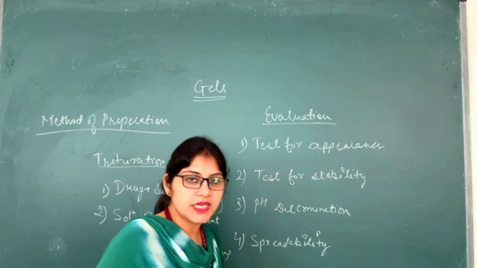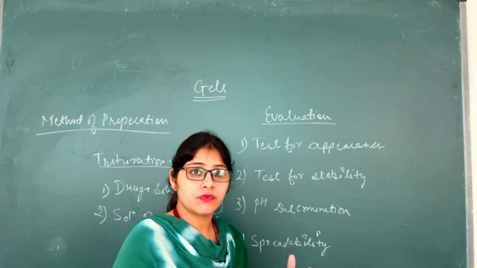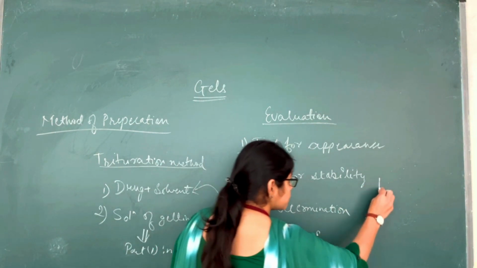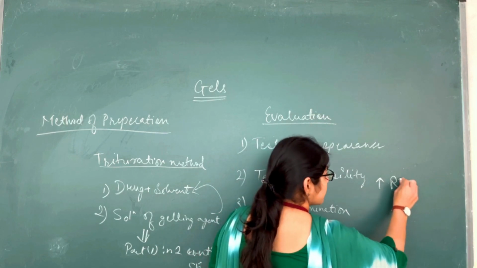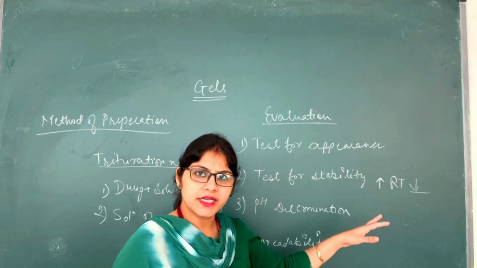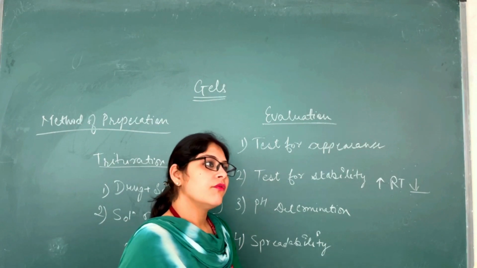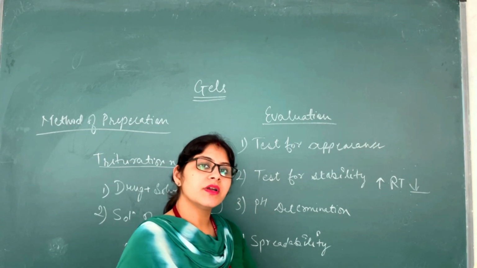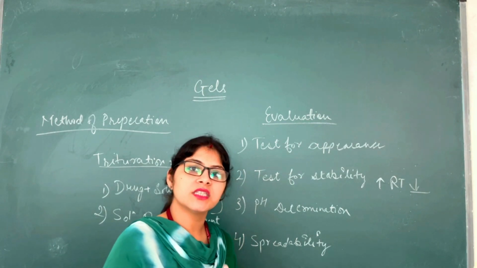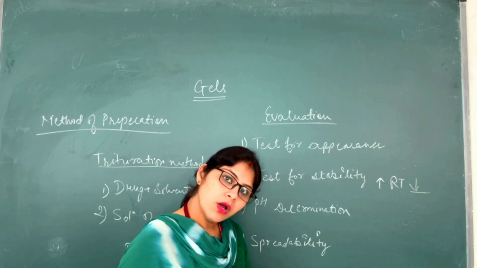How do we check the stability of gels? We store the gels at different temperatures. First comes the higher temperature, second is the room temperature and third is the lower temperature, with relative humidity criteria. We store the gels at different temperatures and for specific time periods, like 6 months, 2 months. Then we check the stability, that is, whether they are stable at different temperatures or not.